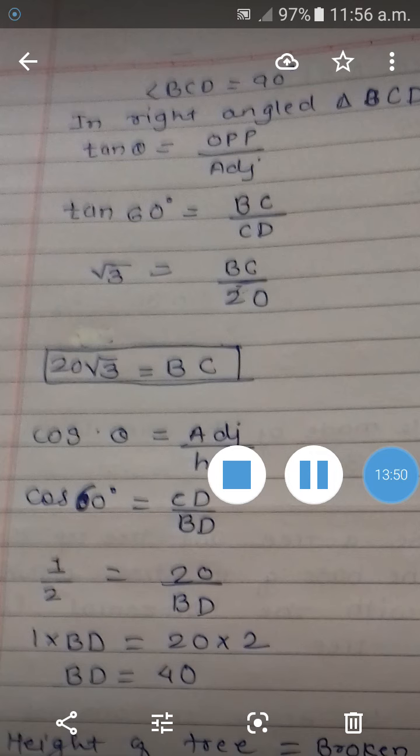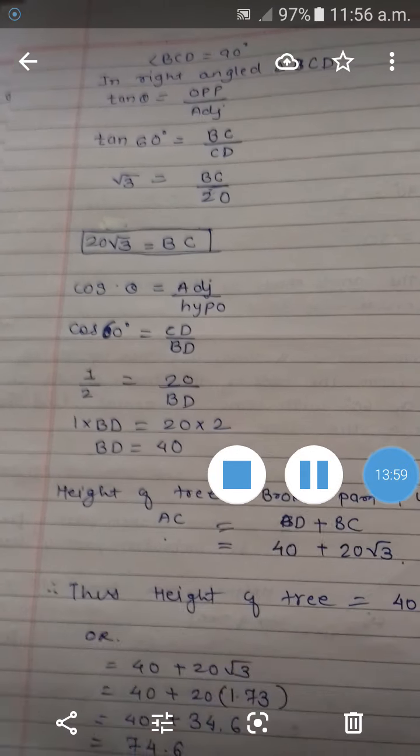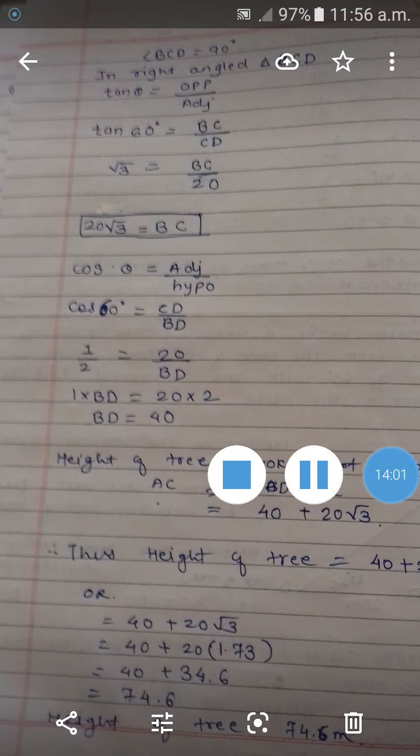upon CD, and CD we have to find out. So I wrote here 20. So 20 root 3 is nothing but the length of BC, that is the opposite side. That's how we get BC, and in the same way we find out using cos theta.